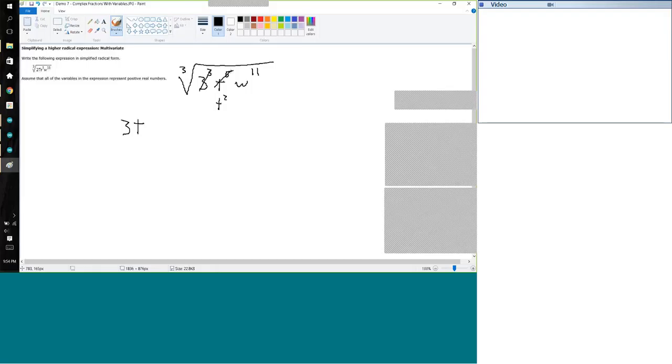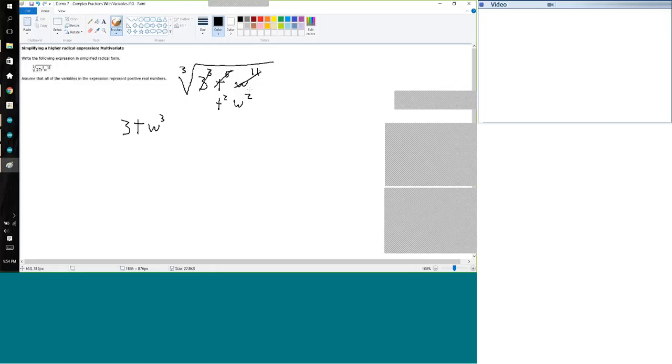That one's dealt with. Here we've got w to the 11th. 11 divided by 3, well, I can pull 3 out 3 times. So I get w to the 3rd. And when I do that, I'm again going to have a remainder of 2, because 3 times 3 is 9. 11 minus 9 is 2.